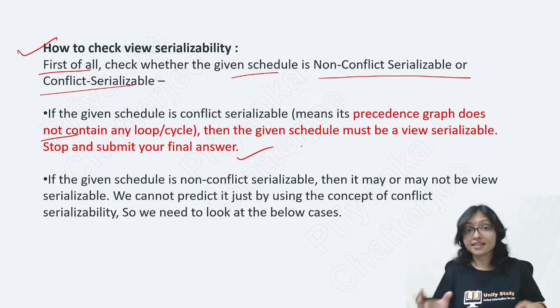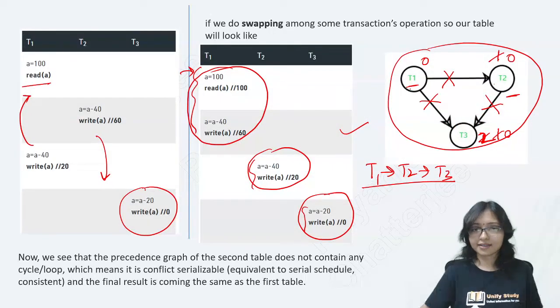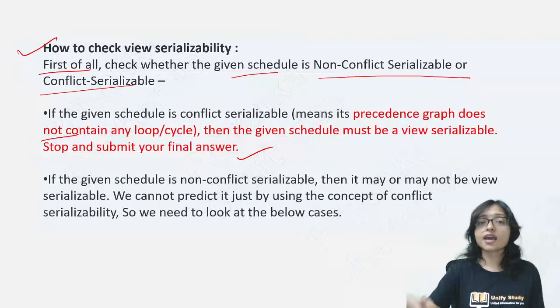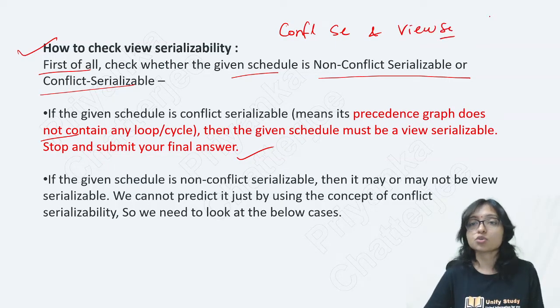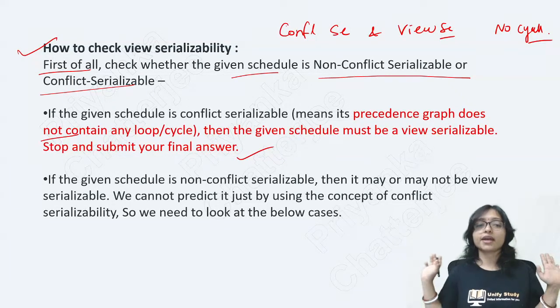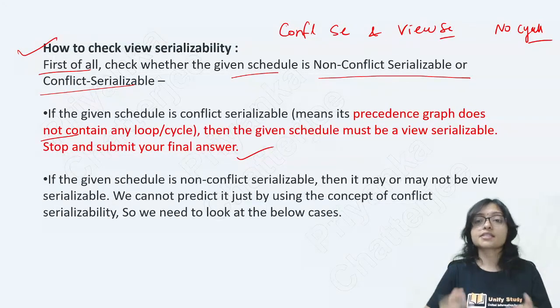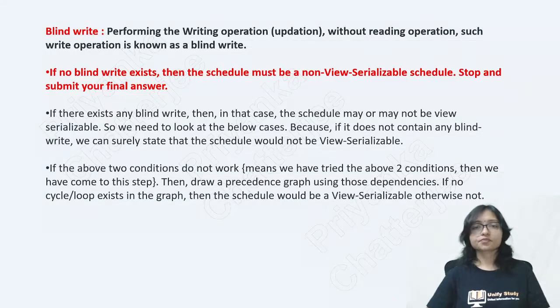So it is very easy, right? First of all, I will go for cycle. If the cycle is not there, then I can say it is conflict serializable also and view serializable also, because there is no cycle. So I can stop. Don't need to go ahead more. But if there is a cycle, then what to do?